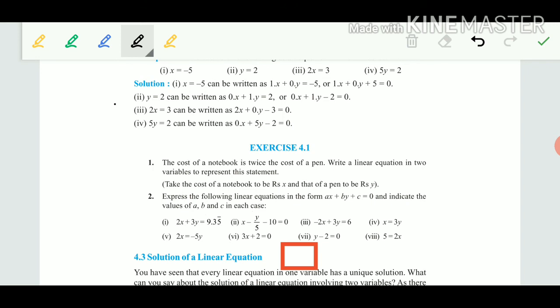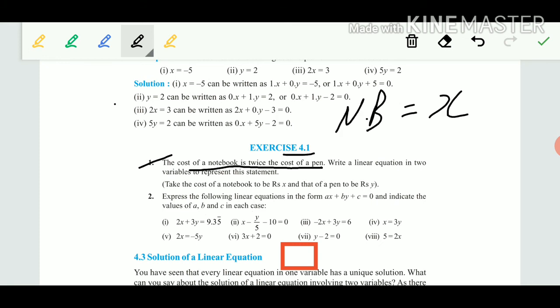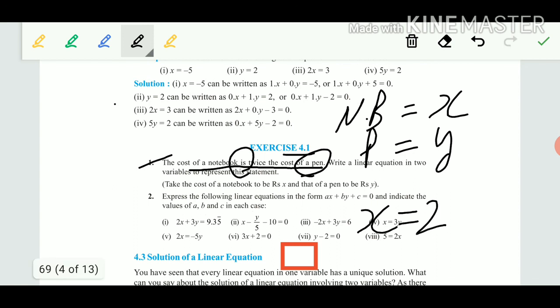Now we will start our first exercise 4.1. First question is, cost of notebook is twice the cost of the pen. Let the cost of notebook be equals to x. Second is pen is given and the cost of pen is y. Now follow the statement. Cost of notebook, that is x, equals twice. Twice means two times the cost of the pen. The cost of pen is y.